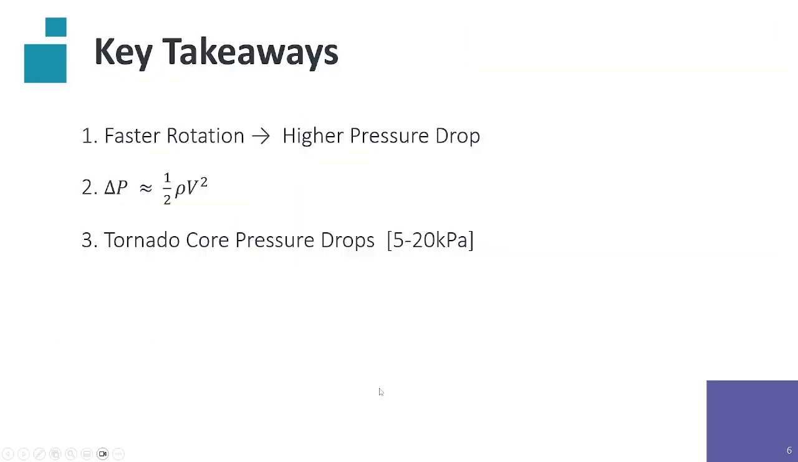Now to wrap up, I want to go back over some key points. We use Bernoulli's equation and cyclostrophic balance to gain insight into why tornado cores experience such low pressure. While tornadoes are extremely complex, these simplified models still capture the core physics behind the pressure drop. Remember, faster rotation creates higher pressure drops. You can calculate this using the following equation. Even an EF1 tornado can still rip the roofing off your house at just a 5 kPa difference, but they can get up to 30 kPa.